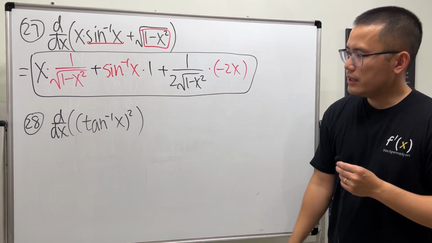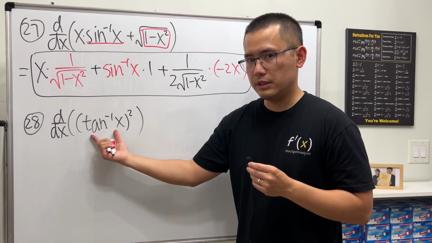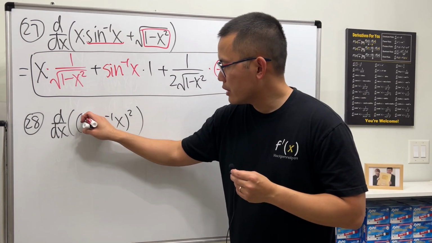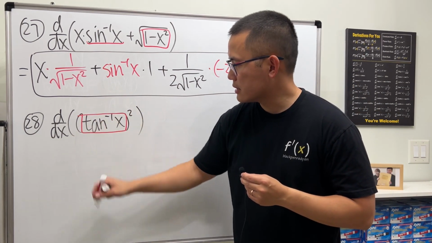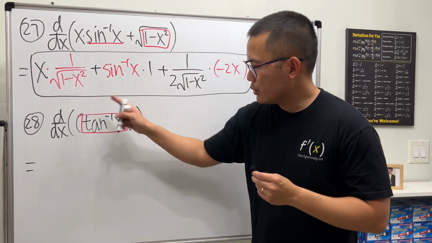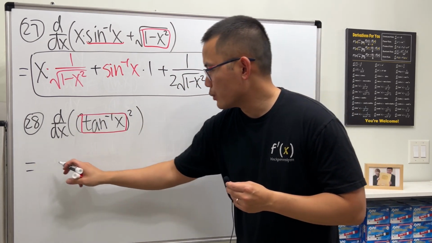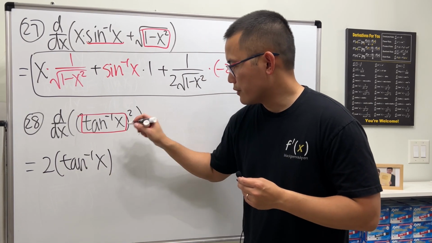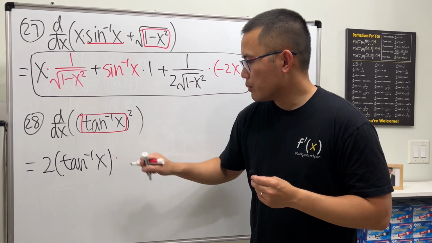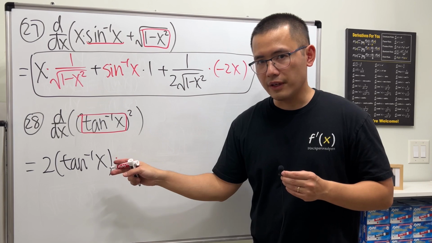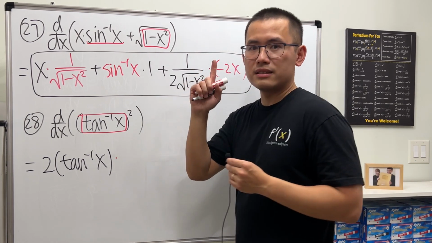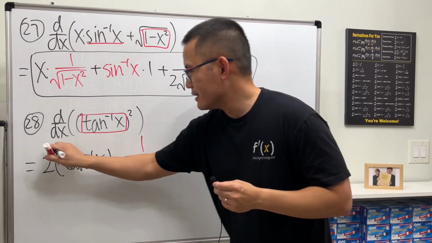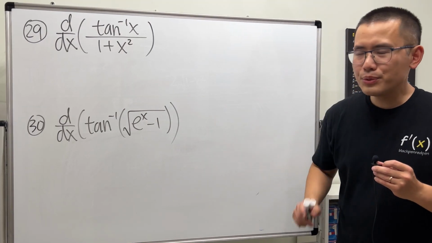Now, number 28. Notice that we have inverse tangent on the inside and then raised to the second power. So here we have this as our box. Put a 2 to the front, minus 1. So we have 2 inverse tangent of x to the first power, and then we multiply by the derivative of inverse tangent of x. I kind of forgot. I got it. It should be 1 over 1 plus x squared. Done. Alright, last two questions.